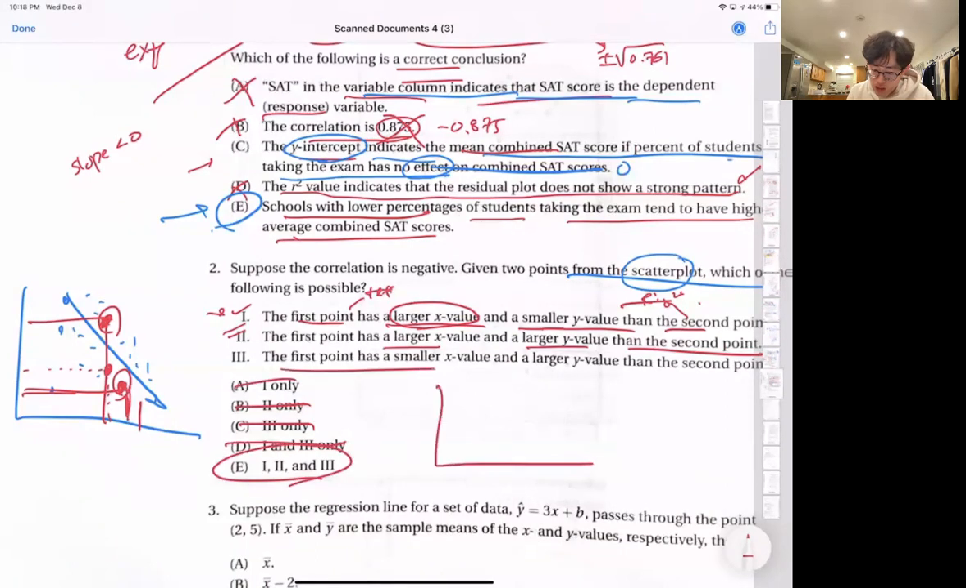The first point has a smaller x value and a larger y value than the second point. Yes, you can. Okay, so that's smaller x value than this, larger y value than that, and that has a negative correlation. So everything makes sense.